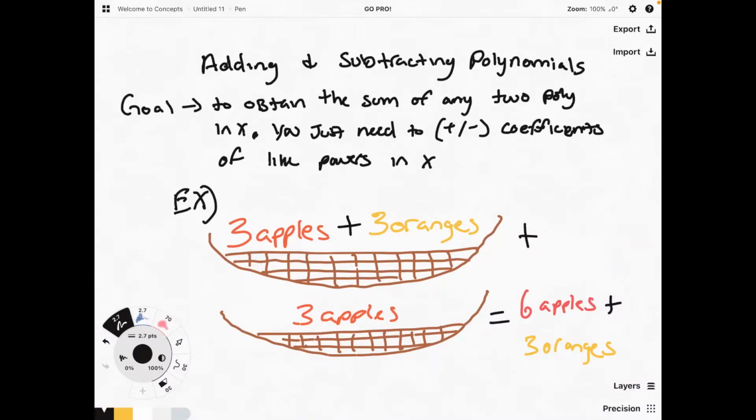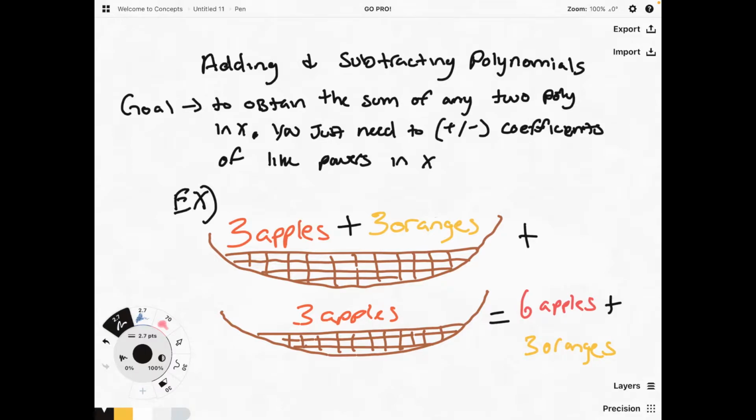Hello, today we are going to be looking at adding and subtracting polynomials. I will link a video in the description on the definition of polynomials if you want to understand that a little bit better. But in this video today, we are going to be looking at adding and subtracting.